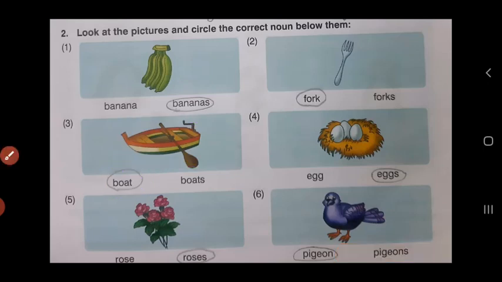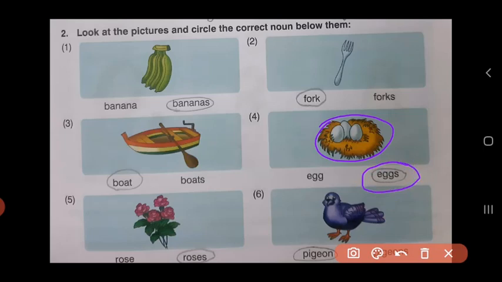Let's see the fourth picture. In the fourth picture, here you have a nest with more than one egg. Because it is more than one egg, it is the plural form. And the plural form has an S added to it. Because it has an S added to it, the correct answer will be eggs.